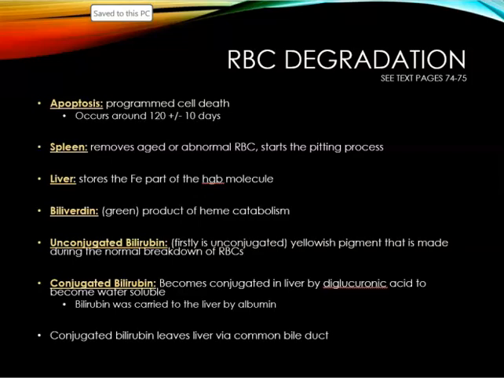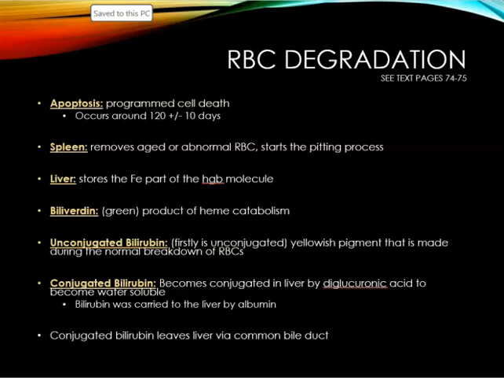Then we have two different types of bilirubin. We have unconjugated bilirubin and we have conjugated bilirubin. Firstly, we have unconjugated bilirubin, and this is a yellowish pigment that is made during the normal breakdown of red blood cells. For the conjugated bilirubin, it becomes conjugated in the liver by diglutaric acid to become water soluble. So that's important to remember, to become water soluble.